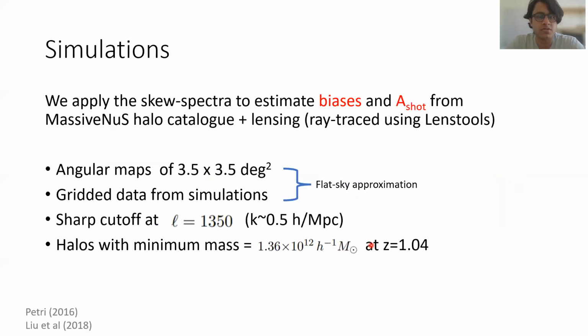So motivated by this, we want to conduct an analysis of simulation data, for which we're using the Massive Nu halo catalog, and we would like to estimate the bias and A short parameters from them. We also use lensing maps, which we generate from the simulation data using the publicly available code LensTools. So some details about our simulated maps. These are angular maps of 3.5 square degrees, for which we use the flat sky approximation to conduct our analysis. So we impose a sharp cutoff at an angular scale which corresponds to a k of 0.5, so that all of our theoretical models remain in the region of validity. And our minimum halo mass is order 10 to the 12 solar masses.